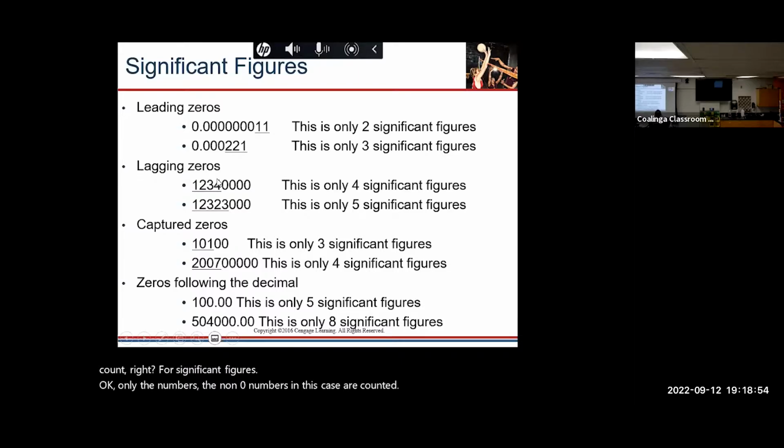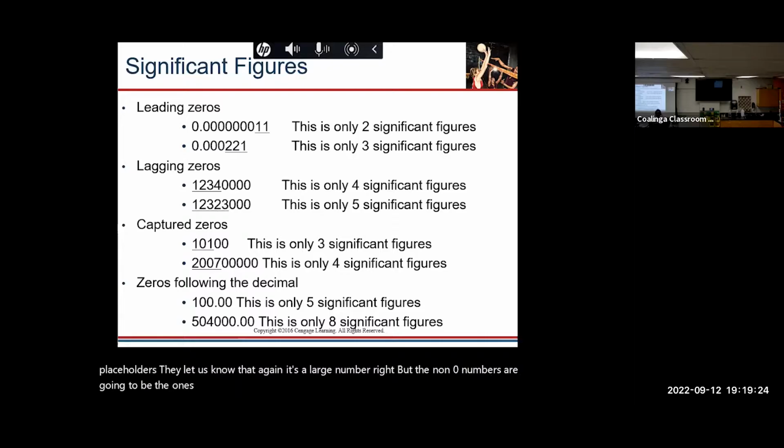Now these are examples of lagging zeros. Since there's not a decimal here, these zeros are just considered placeholders. They let us know that we're talking about a large number, but there are 4 significant figures. This guy is an example of having 5 significant figures. Again, these 3 zeros are just placeholders. They let us know that it's a large number, but the non-zero numbers are the ones that we consider to be significant.